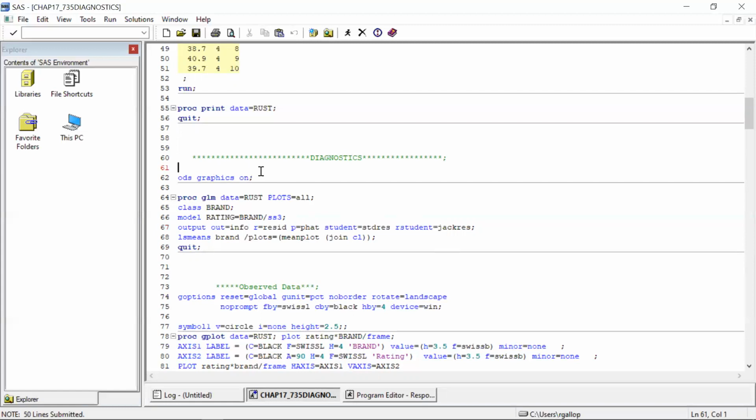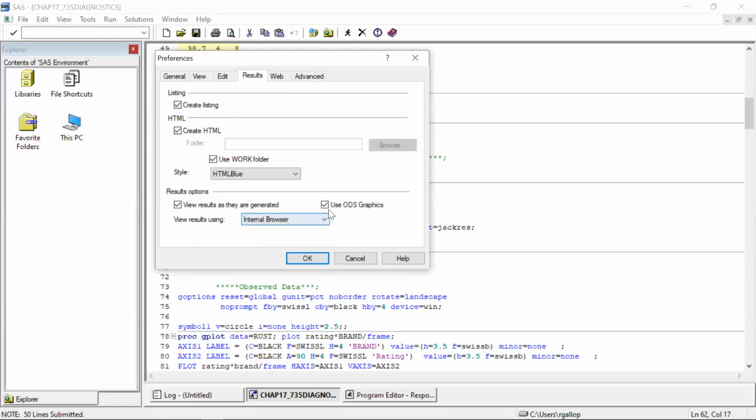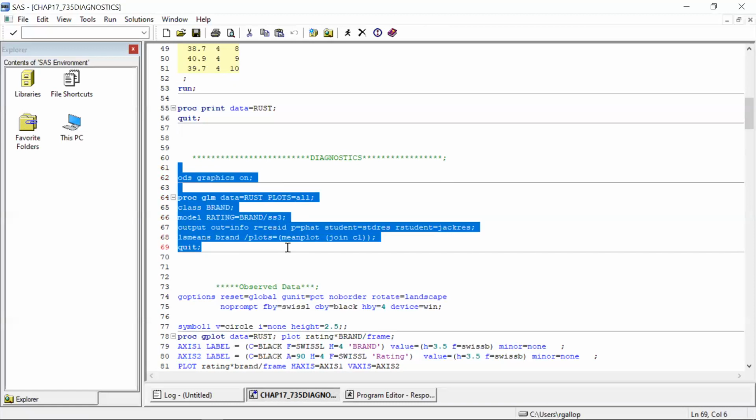If you don't have the graphics on, line 62 turns the graphics on in SAS. If for some reason you had the graphics off, I have it on, that would automatically turn it on. Again, I said to you guys before, a lot of times in my output, I turn the HTML component on and off, depending on how much output I'm kicking out.